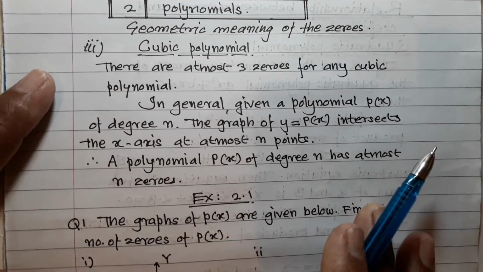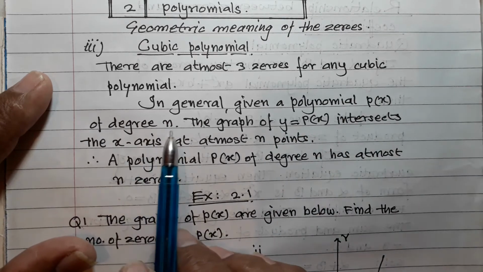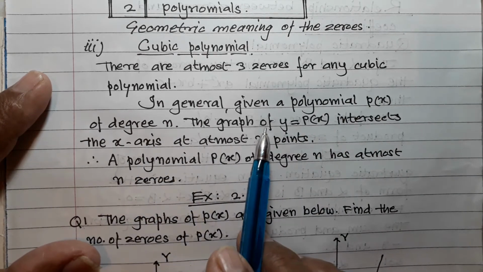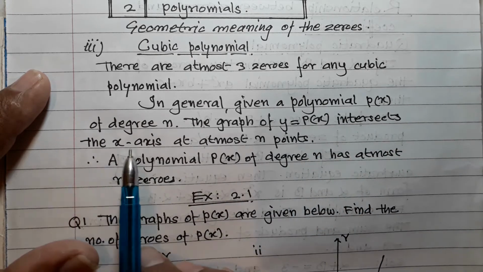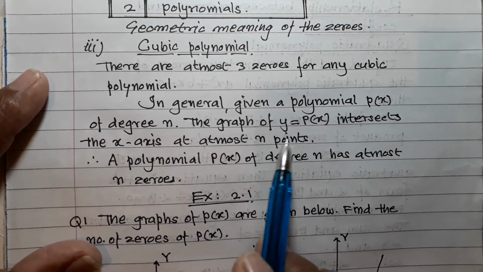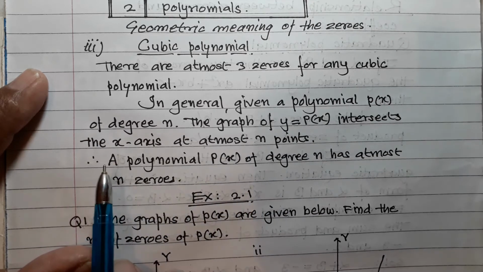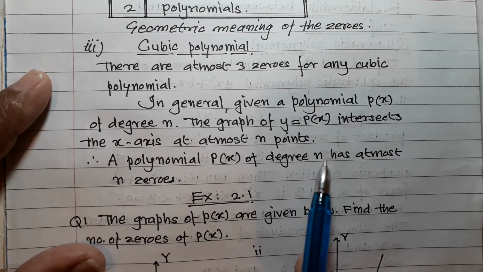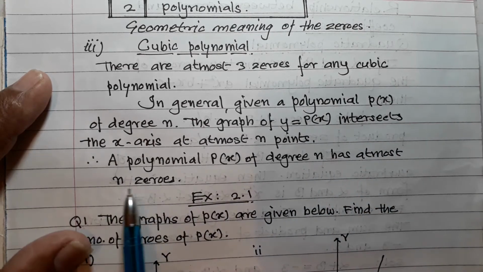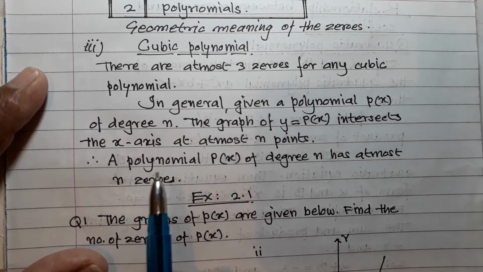In general, given a polynomial p(x) of degree n, the graph of y equals p(x) intersects the x-axis at the most n points. So therefore a polynomial p(x) of degree n has at the most n zeros. Okay, so this relation you remember.